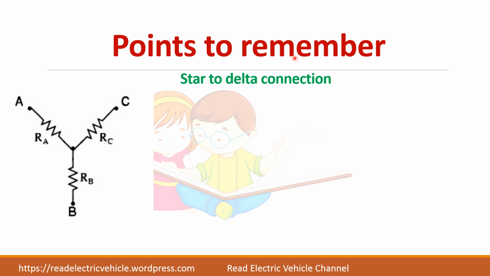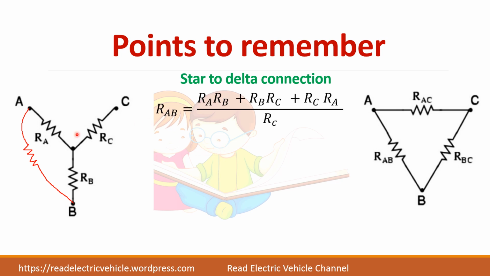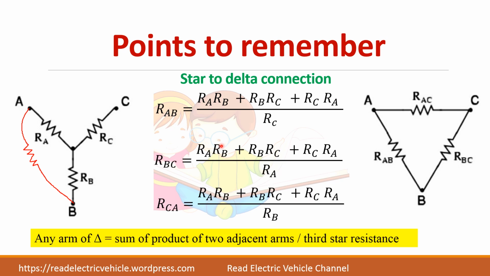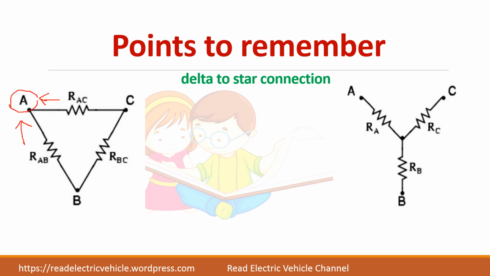So the points to remember here are, I have given both the formulas, star to delta connection. So you remember, if you want to find RAB, RA RB, RB RC, RC RA, add it divided by the missing resistance. And if you want delta to star, you want this point, multiply these two divided by sum.